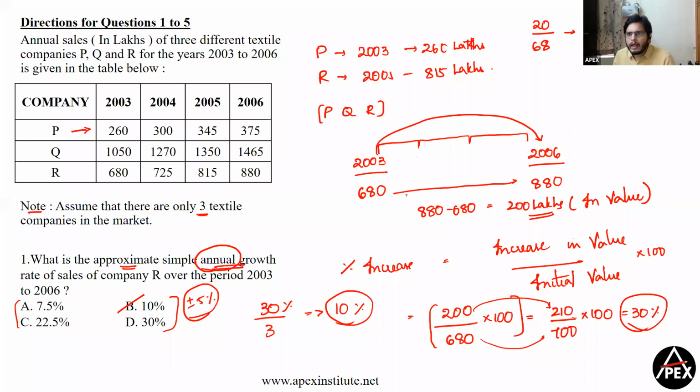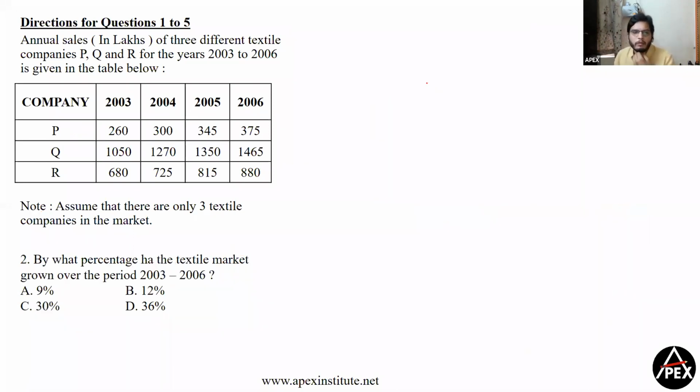So I have considered 20 as 21 and 68 as 70. So I have got 30% here. 30% is the overall growth rate from 2003 to 2006. So we are asked to find the simple annual growth rate. So the annual growth rate will be 30 by 3, 10%. Clear now? Yeah, got it. Perfect. Now coming to the second question.